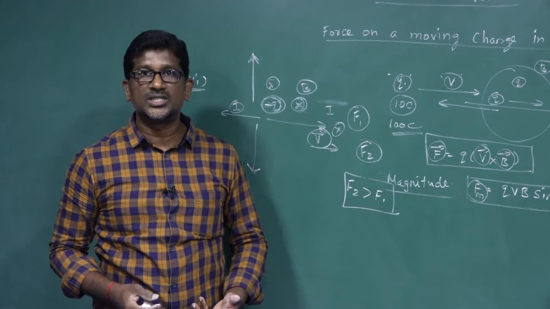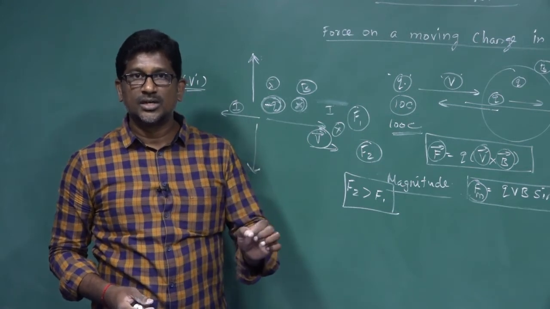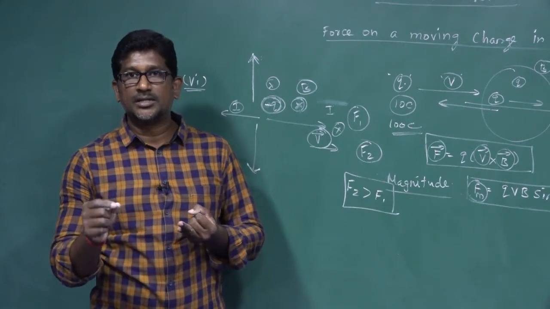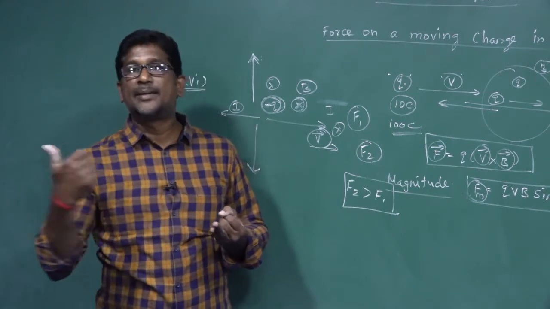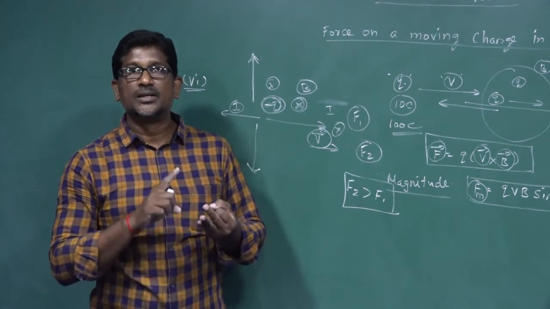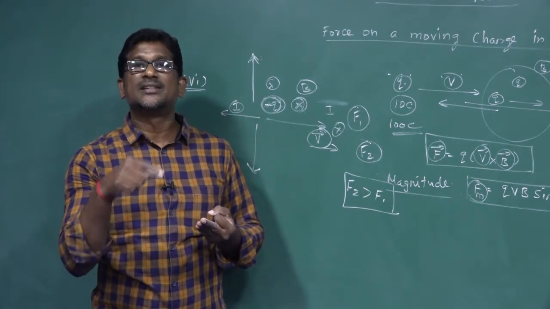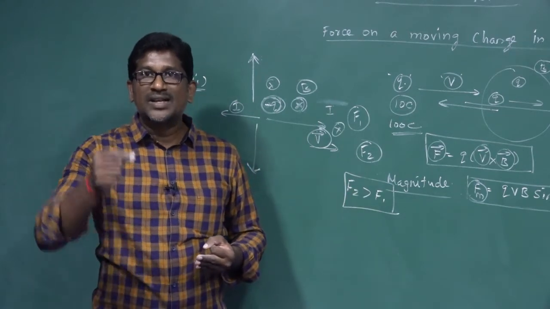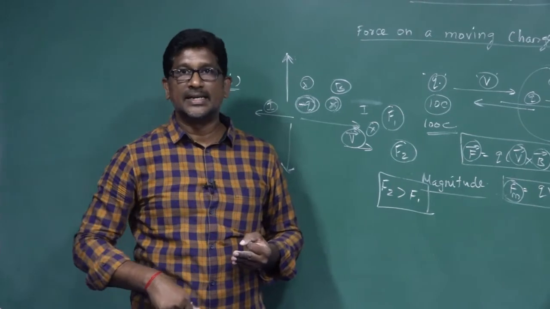So what are the special features? First, if the charge is at rest, the force on the charged particle is 0. Second, if the charge is moving either parallel or anti-parallel to the magnetic field, the magnetic force on the charged particle is 0. Third, the magnetic force is directly proportional to the magnetic field. That is, if the magnetic field increases, the magnetic force also increases.